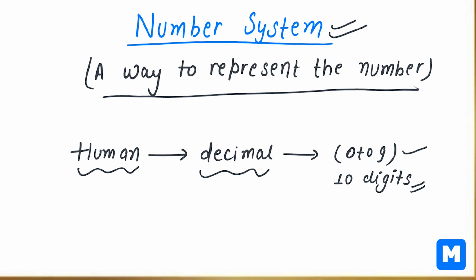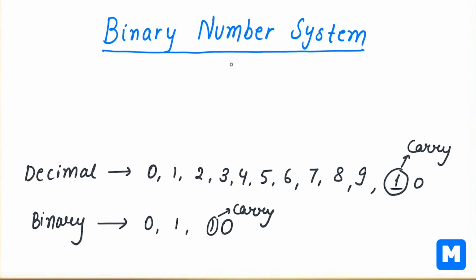But what about computers? Humans and computers are not the same. A machine cannot understand this number system directly. So we need a number system which can be easily understood by a computer. Here, the binary number system comes in.